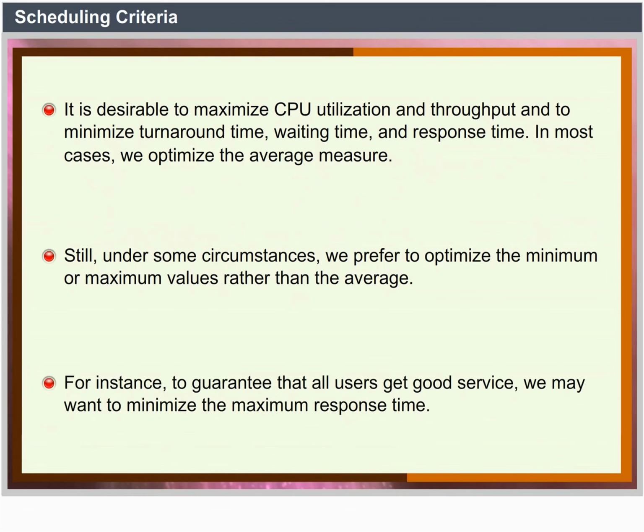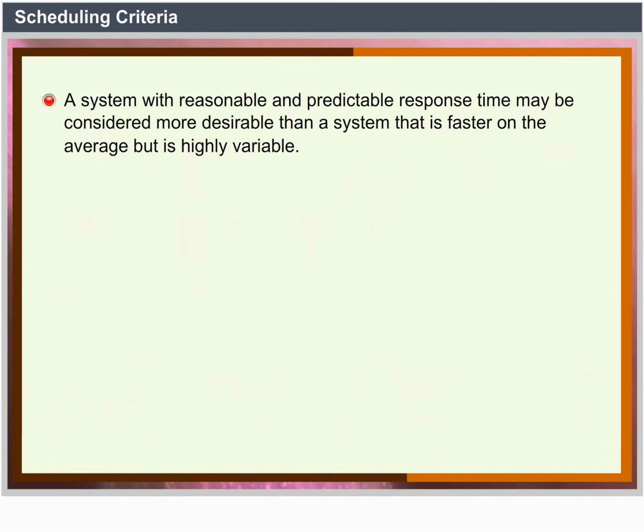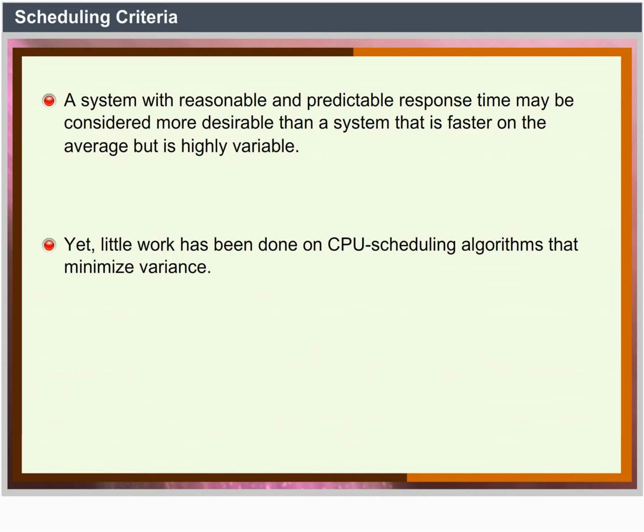Investigators have suggested that for interactive systems such as desktop systems, it is more important to minimize the variance in the response time than to minimize the average response time. A system with reasonable and predictable response time may be considered more desirable than a system that is faster on the average but is highly variable. However, little work has been done on CPU scheduling algorithms that minimize variance.